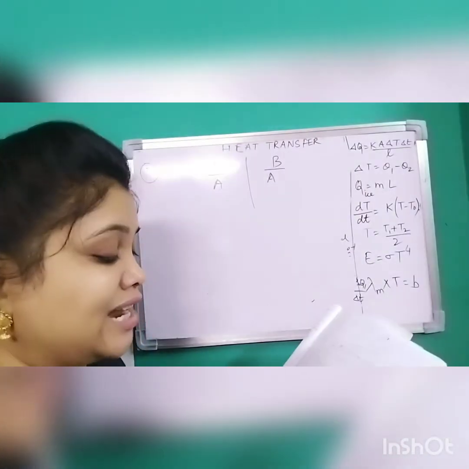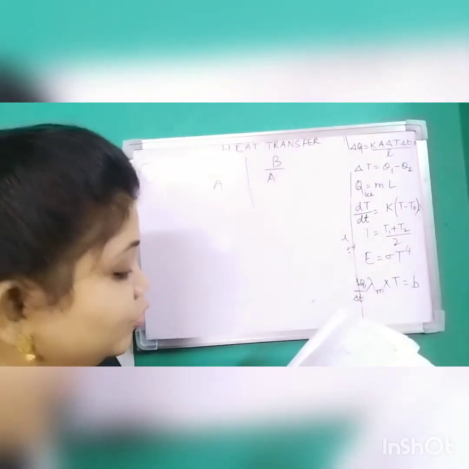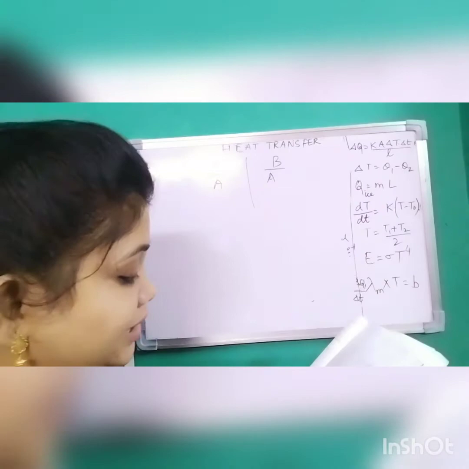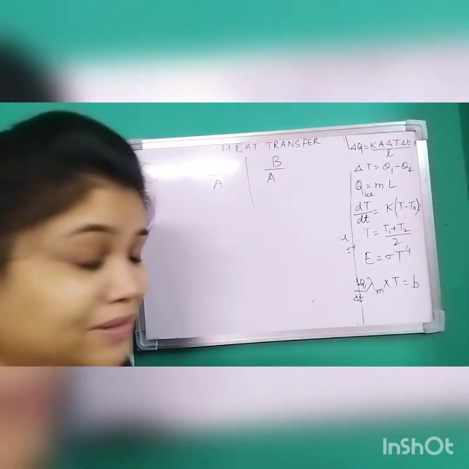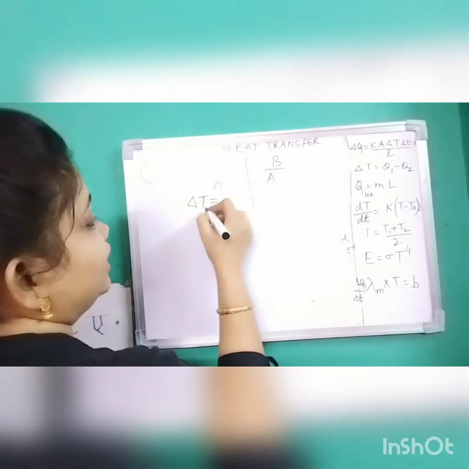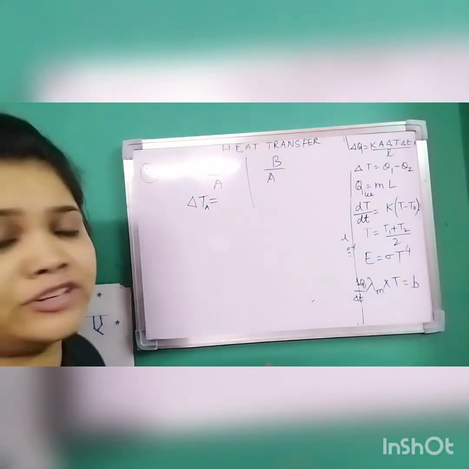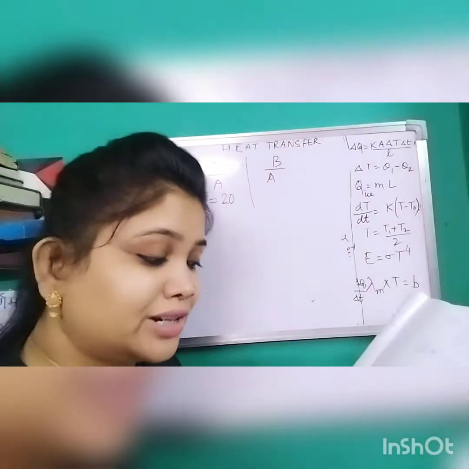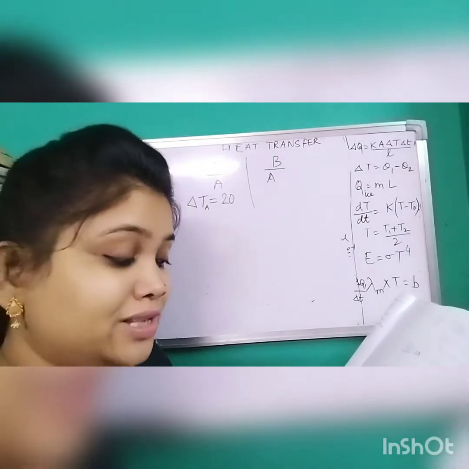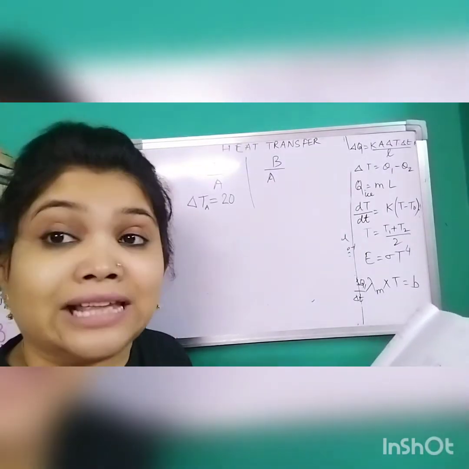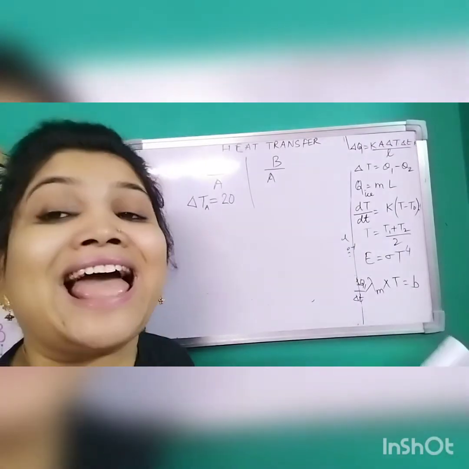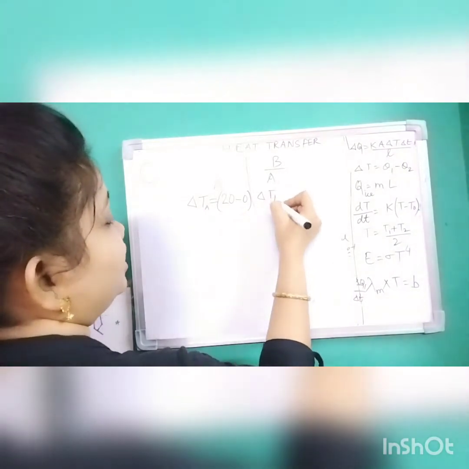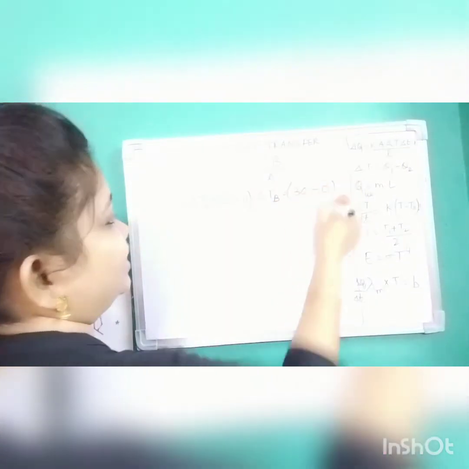What else is the same? One end of each has been immersed in ice at 0 degrees centigrade. In which rod will the rate of heat conduction be more when their other ends are at 20 and 30? That means your delta T, suppose I write delta TA and delta TB to differentiate between the temperatures. One end is immersed in ice at 0 degrees centigrade, and the other ends of A and B are at 20 and 30 degrees. That means here it is 20 minus 0 and here delta TB is equal to 30 minus 0. That is the change of temperature.